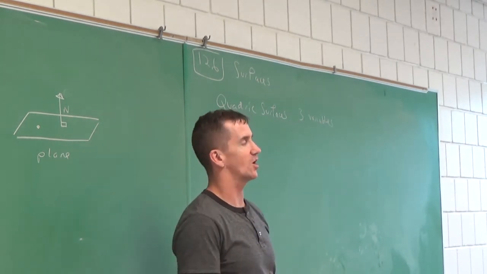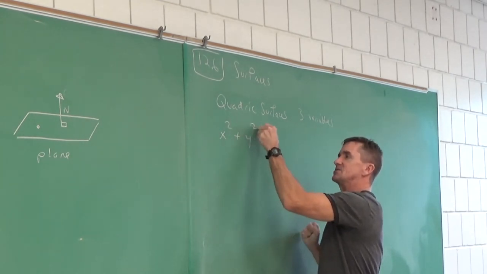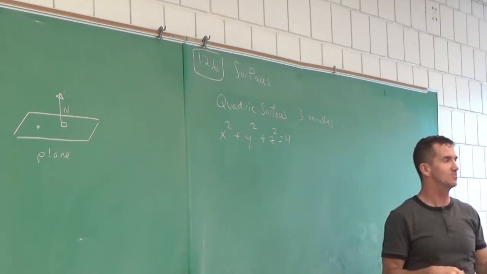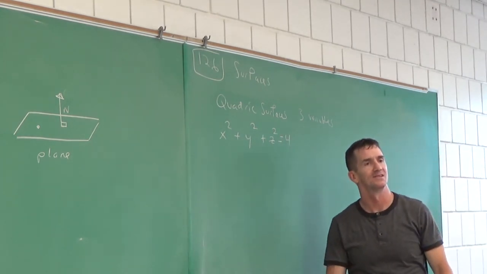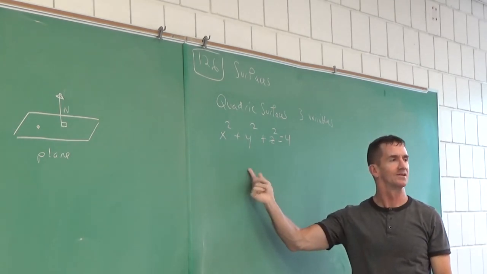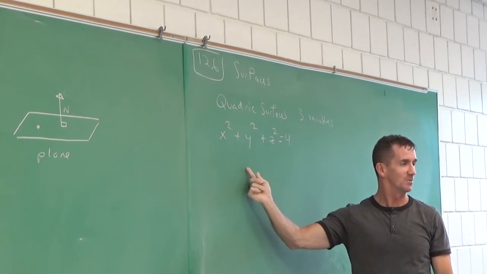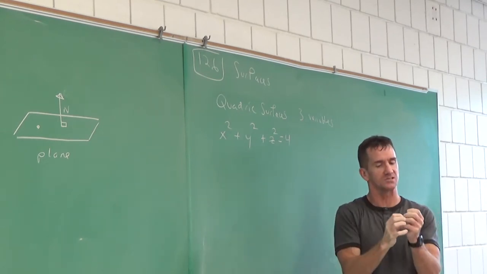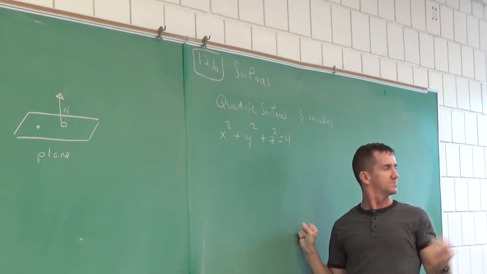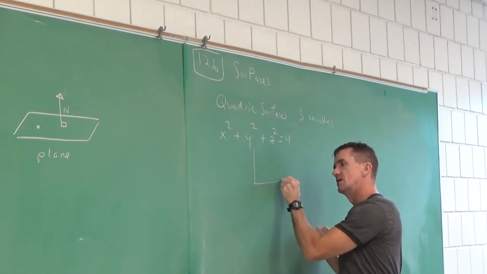So can we all start with the most popular of this guy? X squared plus y squared plus z squared equals 4. That's the one we saw on the first day of class. Except I put an h, k, and l with it, but we're just talking about a simple one. You know what that is? That's the sphere we saw last class. Where's its center? At the origin. What's the radius? Two.